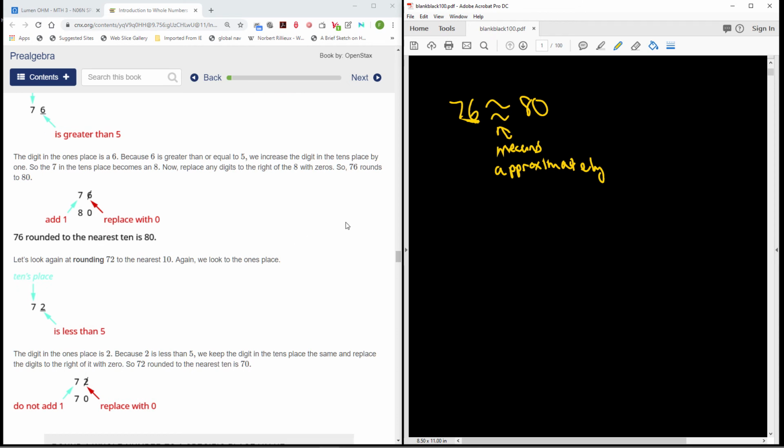So if we look at the number 72, there's our check digit, and we see that 2 is less than 5. So the nearest 10 in this case is going to round to 70. So if we look at 75, that's our check digit, and when we round up, it's 5 or greater, so the nearest 10 would be 80.